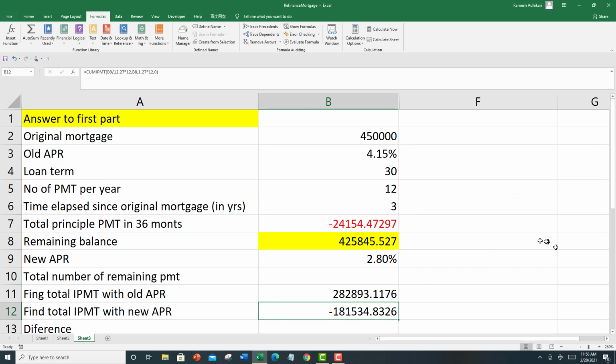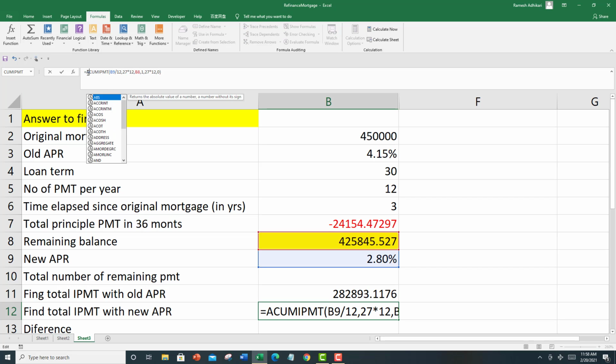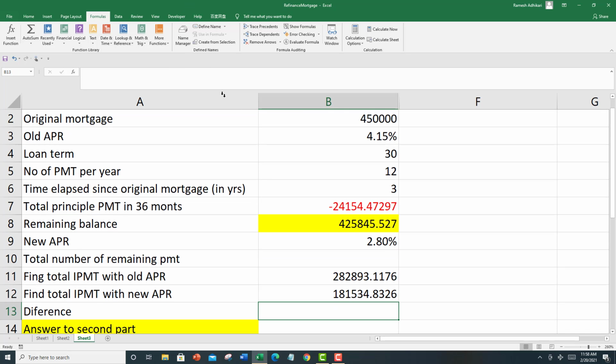So that gives me total interest payment. Again, this is also negative, so I want to make this positive so that it's easier to interpret that number. Okay, so here's an ABS that just makes that negative positive. Here's the interest payment. So if you refinance the remaining mortgage using new APR, the total interest you would pay would be 181,534.8326. That is the total interest payment if you refinance.